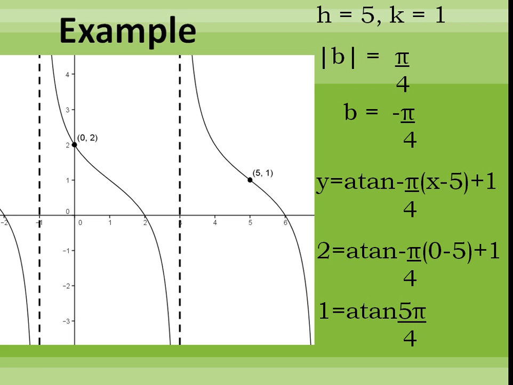Now I need to determine, am I in quadrant 1, 2, 3, 4? What's the value? Am I positive 1 or negative 1? The tangent of 5 pi over 4 would be in quadrant 3, where both sine and cosine are negative, so tangent will be positive. So I get a value of positive 1. So in other words, a is going to be 1. So I put all this information together, and I get y is equal to tan of negative pi over 4 times x minus 5, plus 1.